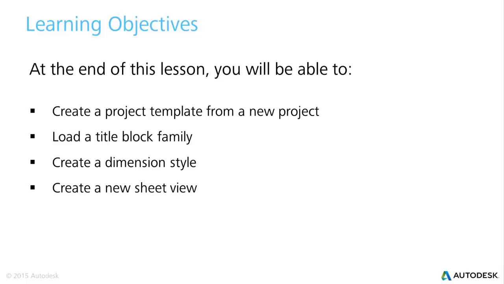Now let's take a look at the learning objectives for this lesson. First, we will take a look at creating a project template from a new project, and then load a title block family that we created in a previous lesson. Next, we'll create a new dimension style. And last, we'll create a new sheet view. With that, let's get started.